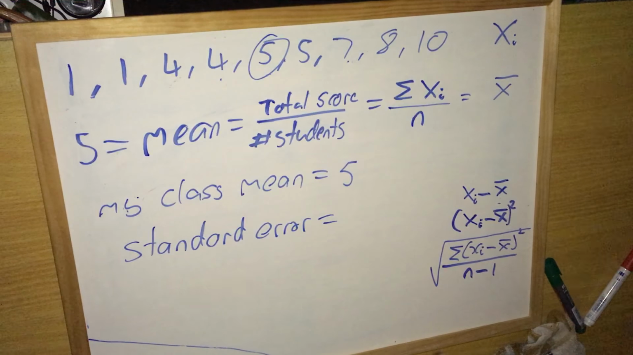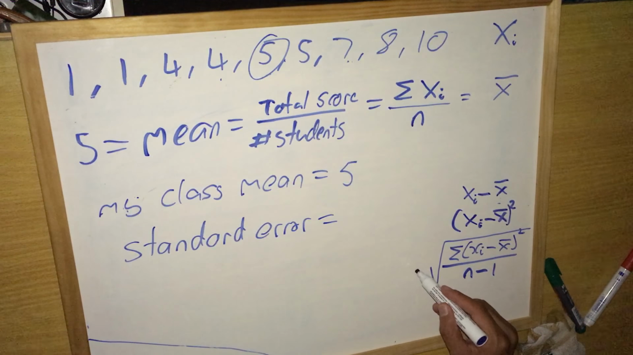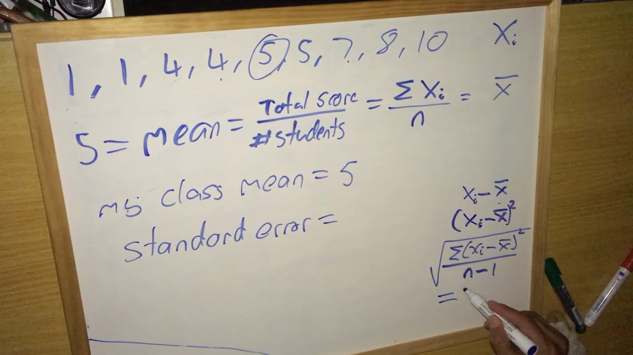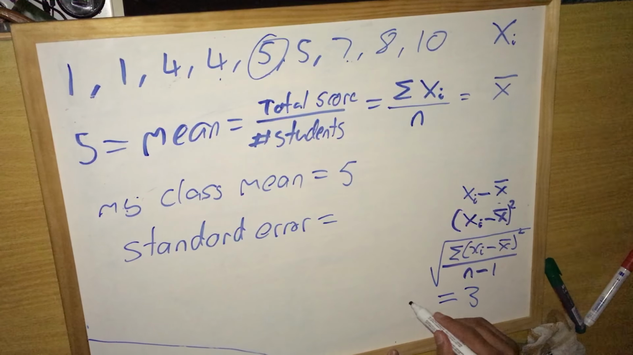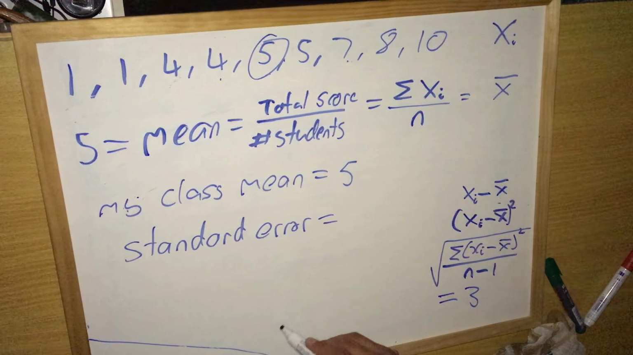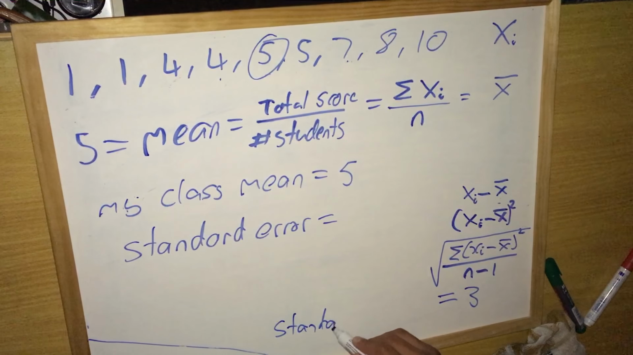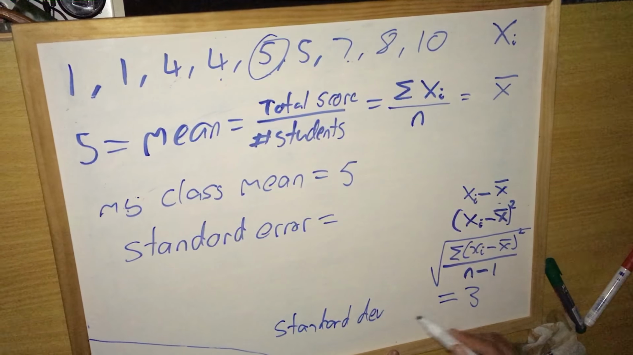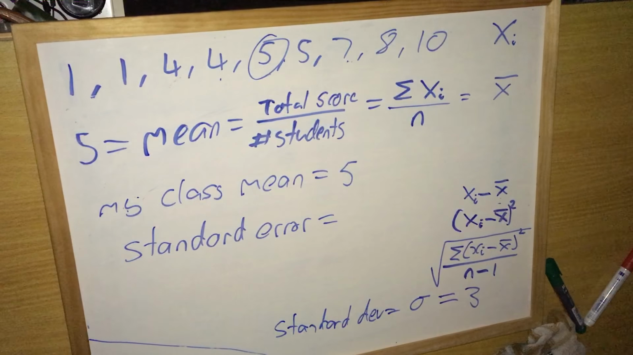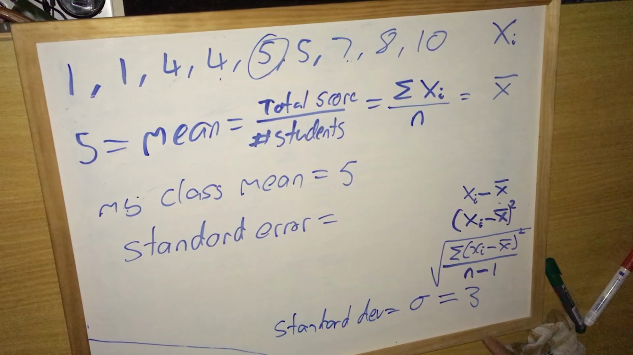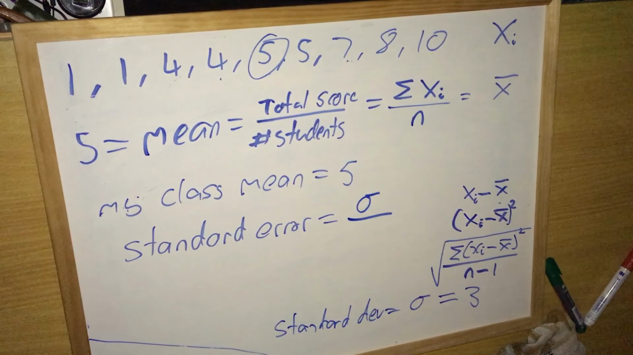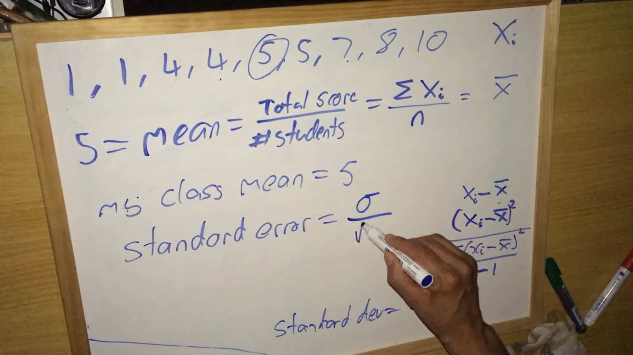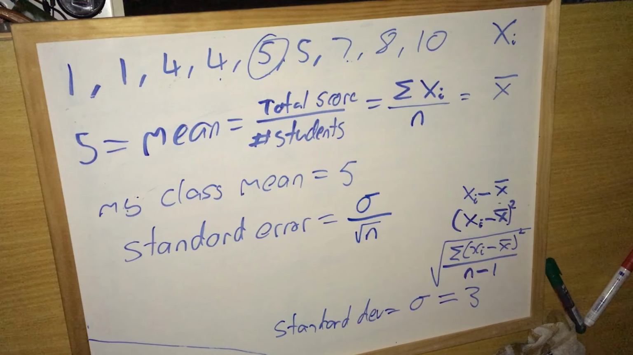So it was, sorry, I forgot to say this value here came out as 3. They added up to 9, then we square rooted it and it came out as 3, so our standard deviation, which has also got the symbol sigma, is 3. So our standard deviation is 3. The standard error is whatever our standard deviation it was, divided by the square root of the number of students in our class.